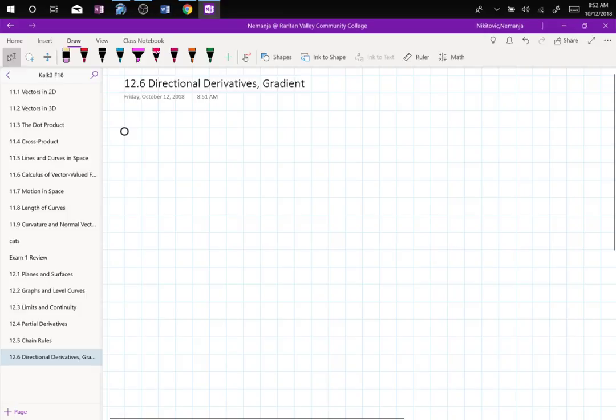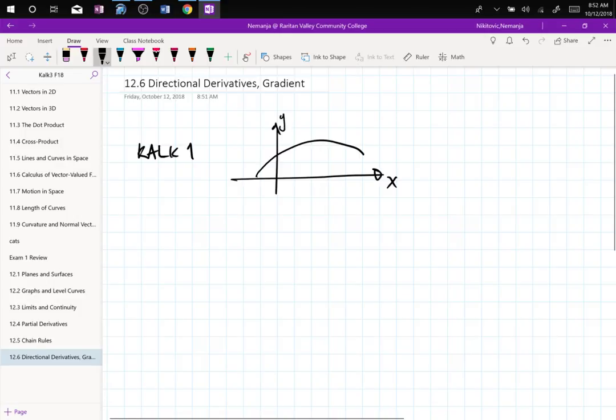Now, we already understand, hopefully, the derivative in Calc 1. The derivative is taken along the x-axis, because we have some function, and it computes the slope of the tangent line at point A, and we can do that at every point along the curve, right?